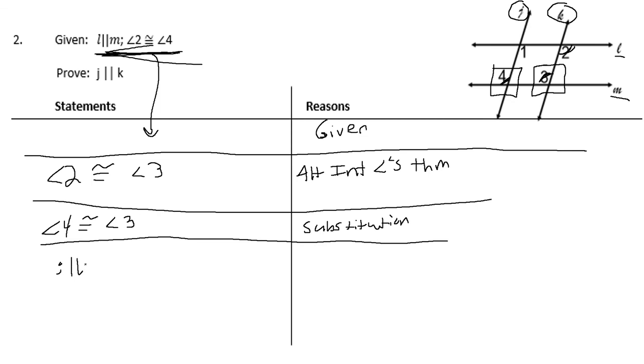So J parallel to K. How do I know that J is parallel to K? Well, because of the corresponding angles converse. Remember, converse here, because I'm proving that the lines are parallel. So if my statement is the lines are parallel, converse. If my statement is the angles are congruent, alternate interior angles theorem. So congruent, theorem; parallel, converse. Think about it that way.